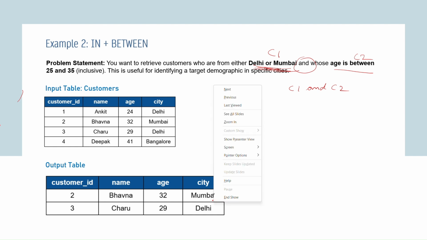The condition 1, which is the city could be either Mumbai or Delhi, and here for the customer ID 2 you can see that city is Mumbai and the age is also between 25 and 35. That's why the customer ID 2 is in our output.